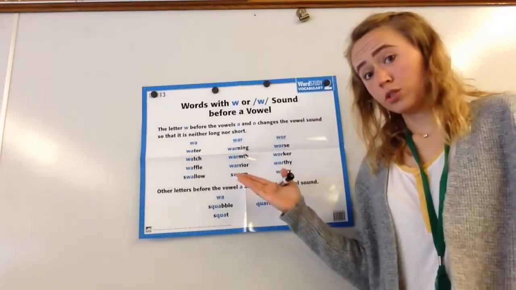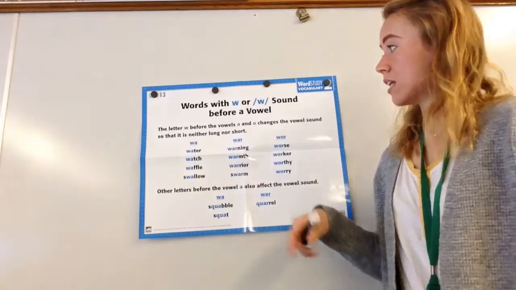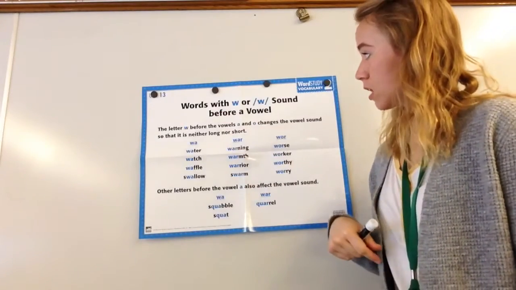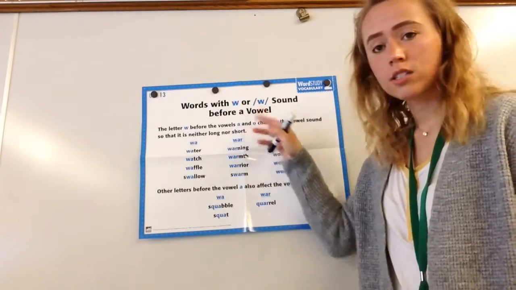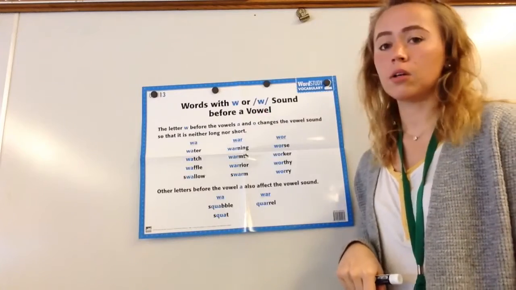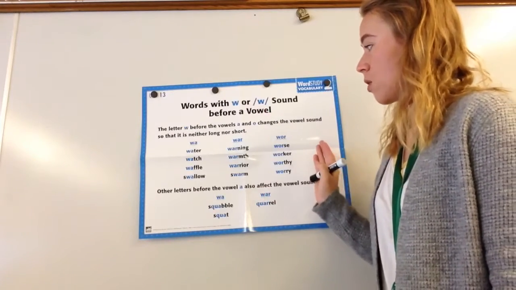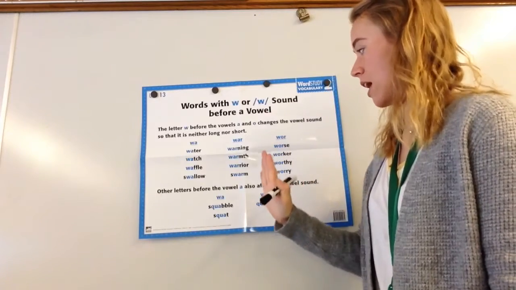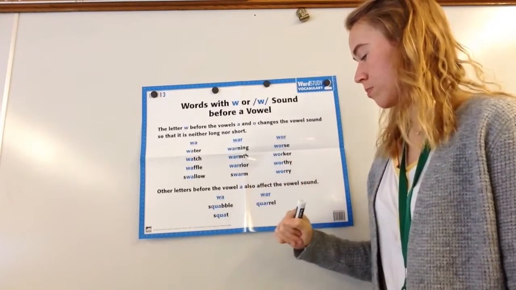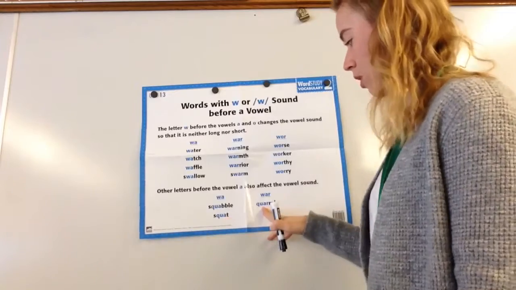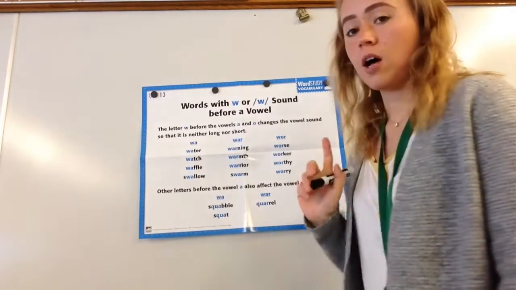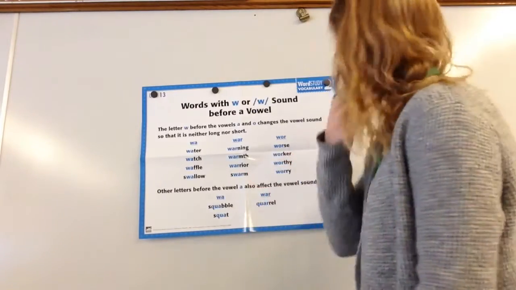Now I'm going to introduce the new concept for this week, and that is the words with W, or the W sound before a vowel. This week we're going to mainly be looking at the sound that comes before the A or the O. We also have before an AR as well. I'll show you what that looks like in just a second.